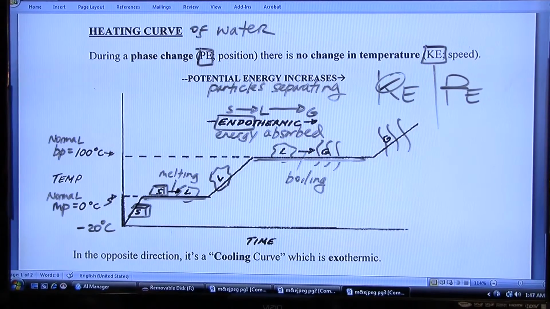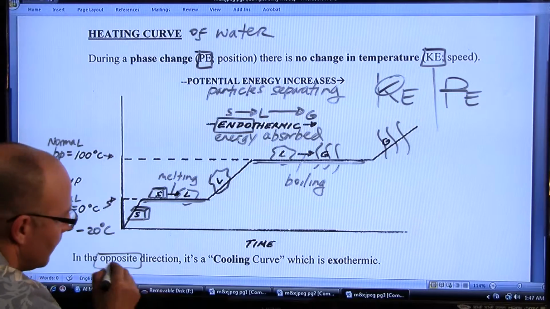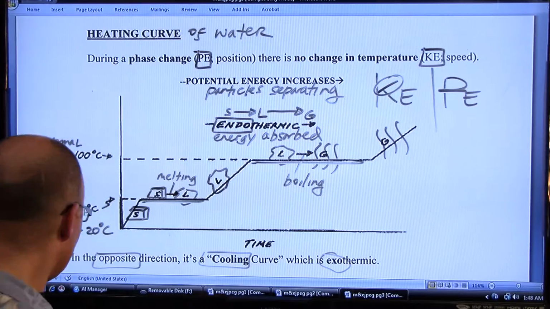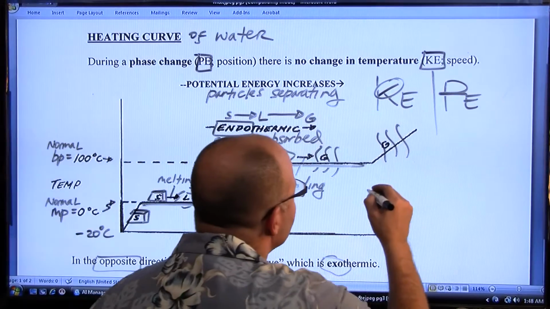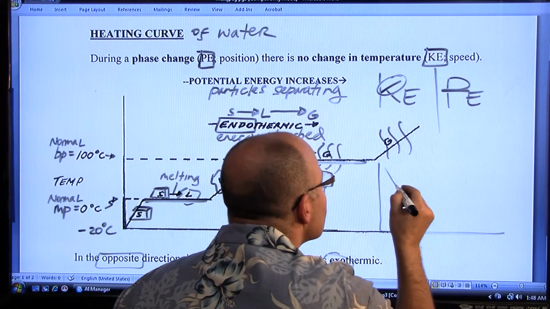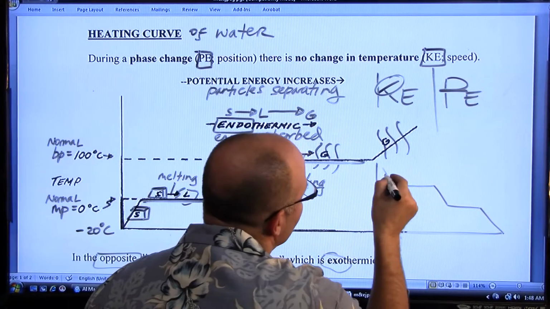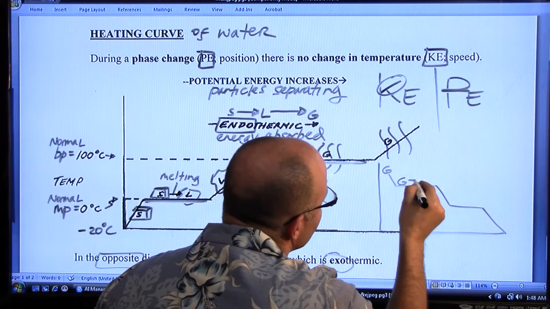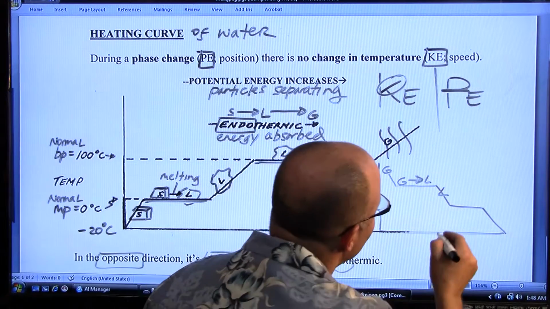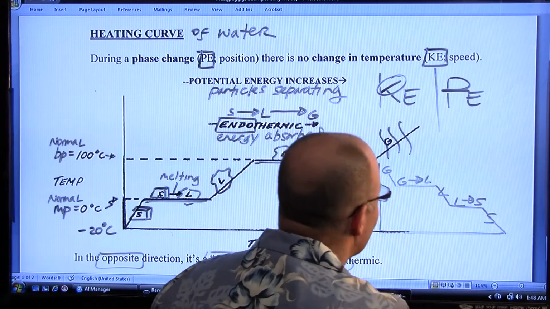Okay, now in the opposite direction, we have a cooling curve. The cooling curve would be energy released. So let's draw a cooling curve right here on the right to help you remember that. So, in the cooling curve, we start out with a gas. Then the gas turns to liquid. And it's all liquid. The liquid cools, the liquid turns to a solid. And finally, we have a solid.